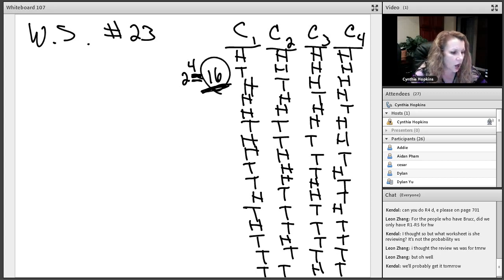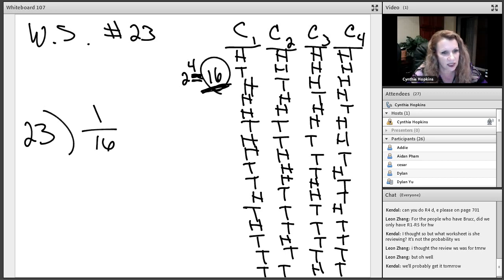So when they say all the coins are heads, all you have to know is that there are 16 of them total. And then for 23, all the coins are heads. There's only one of those. So 1 out of 16 is my answer.